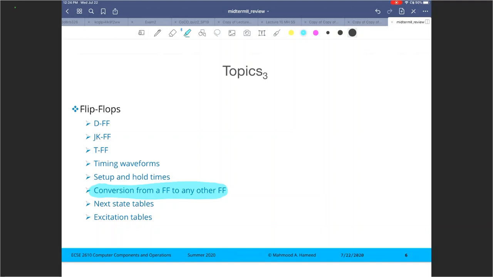And then the last thing that I have over here is the next state tables and excitation tables of all the flip-flops. You should be able to use these to help with the conversion problem. And for the known flip-flops, you will have access to those next state tables and excitation tables in the reference sheet.